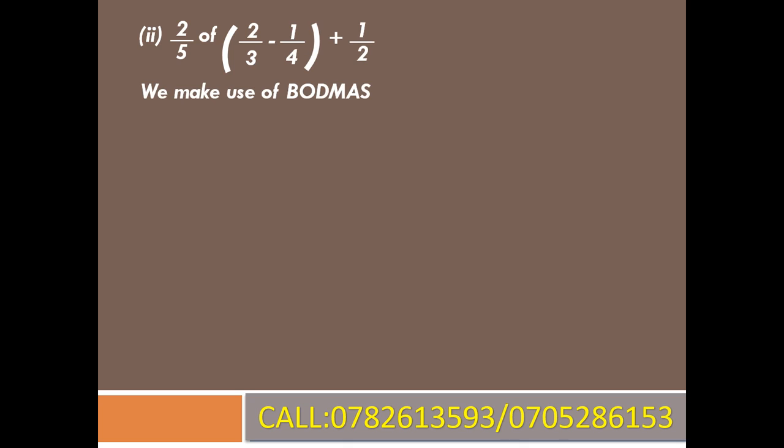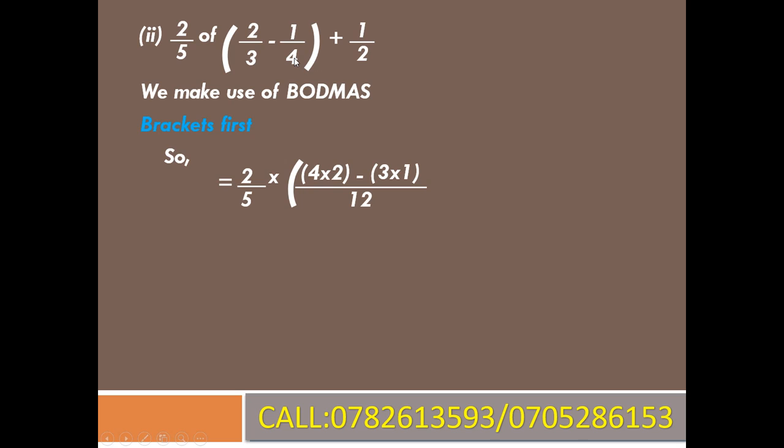Which operation signs do we have? We have of, we have brackets, we have addition and subtraction. As per the BODMAS, we shall start by computing the brackets. So we are going to compute these brackets here. First, compute what is in the brackets. And what is in the brackets? 2 out of 3 minus 1 out of 4. So we shall take 2 out of 5 of, where of means multiplication. Now we work out the brackets first.